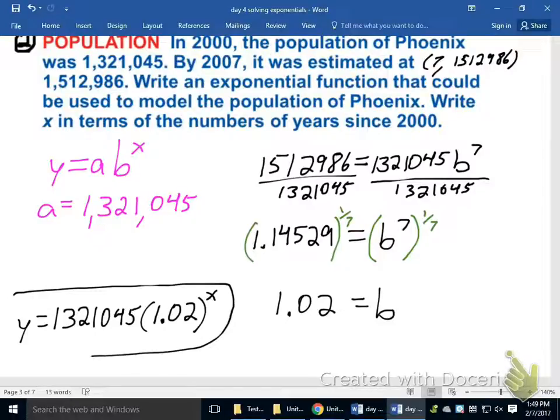Again, you got to do a little bit of calculating to get what your b value will be. Now I could use that function to predict for the year 2010. Let's say I could plug a 10 in for x and effectively predict the population. Evidently, this population, by the way, is experiencing about a 2% growth per year in Phoenix.